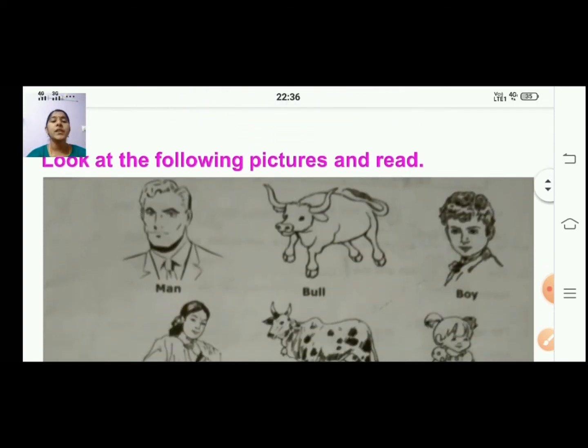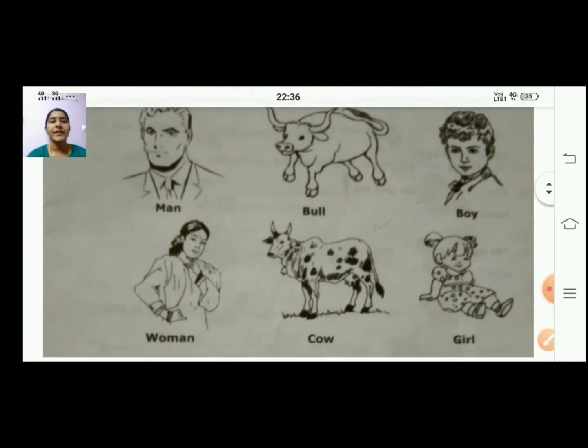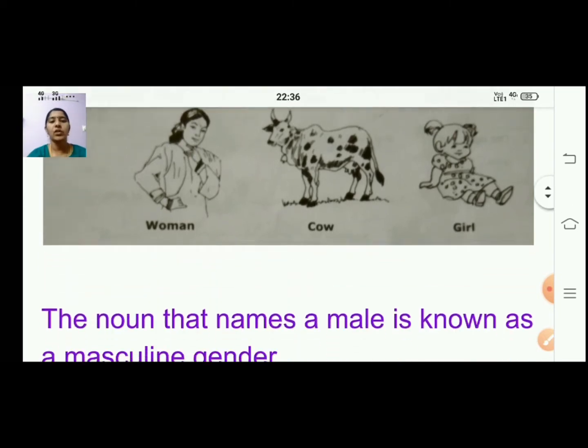So first I asked you to look at the picture and see who are all there and what all are there, right? So we saw man, bull, boy. These are masculine gender as we have discussed in the last class. And woman, cow and girl are feminine gender. Okay, so I am talking about feminine gender, masculine gender.